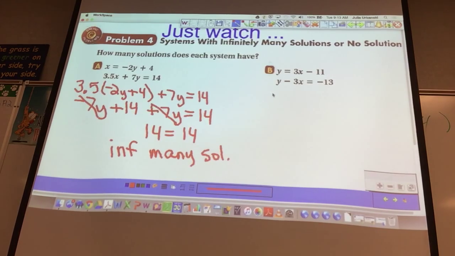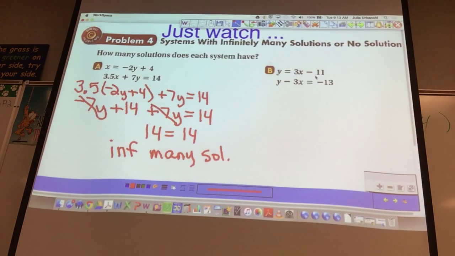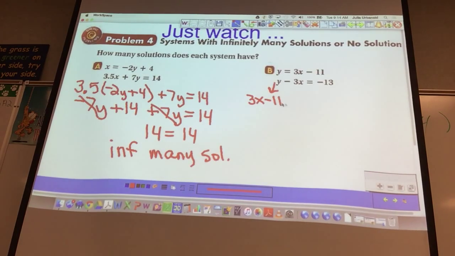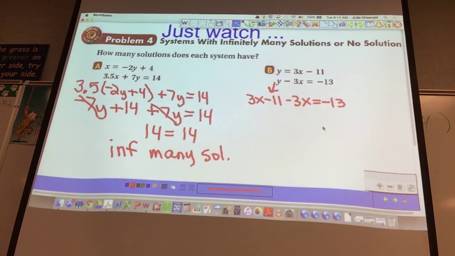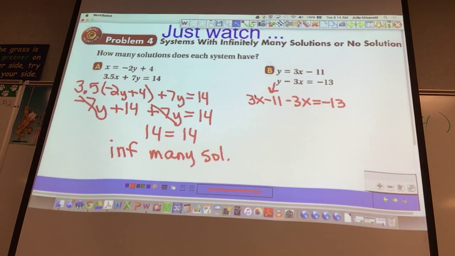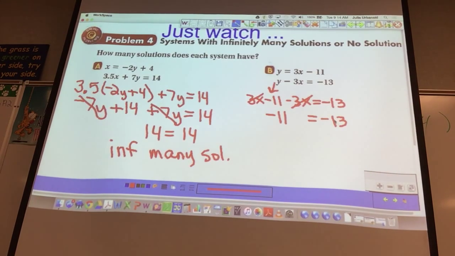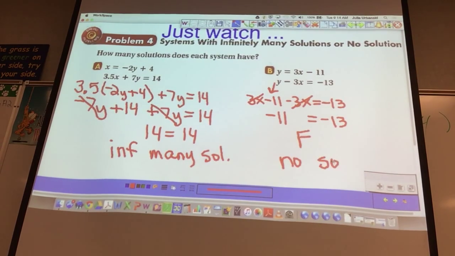So watch this last one here. y equals 3x minus 11. Well, in place of y here, I'm going to use 3x minus 11. But then it's still minus 3x equals negative 13. You don't have to write this down, just help me. What happens right here? If I try to combine my 3x and my negative 3x, what happens? 0. But look at what I'm left with. A negative 11 and a negative 13. I have to ask myself, is that true or false? False. If it's false, you say no solution.